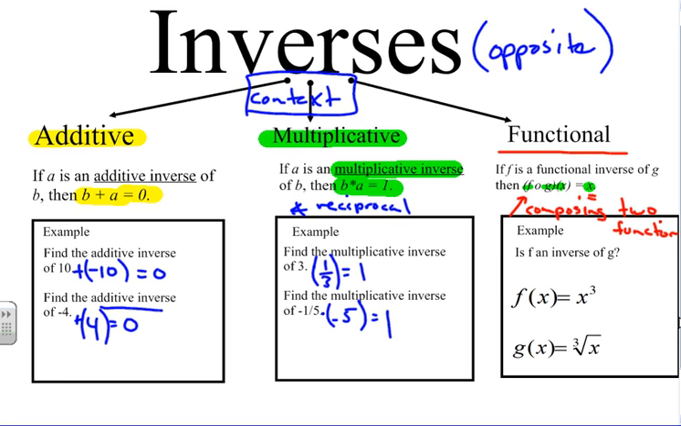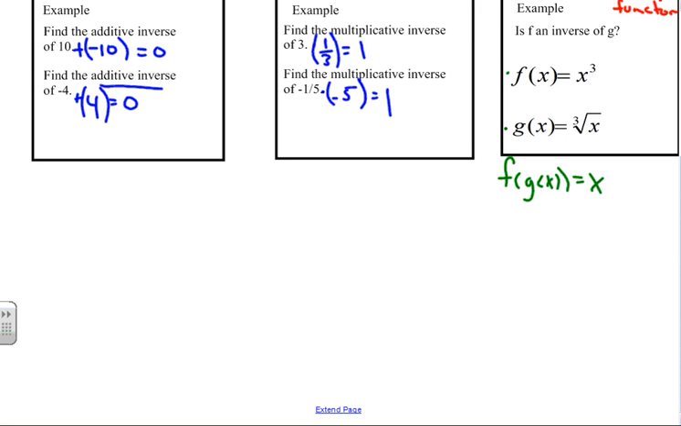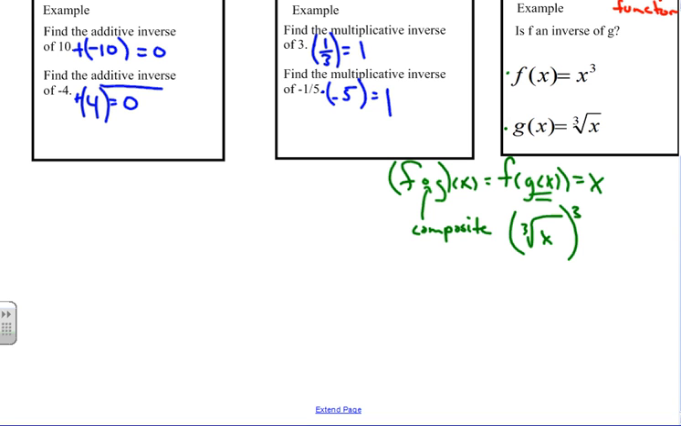So how can you test to see if you have a functional inverse? If these two are inverses of each other, that means f composed with g of x should equal x. To test this, we're going to go through an example. I have x cubed, and g of x composed, that's how we get f of g, with the composite symbol. We're going to plug g in for function f, so I have the cube root of x, and I'm going to cube that. The cube of a cube root is the value inside, which is x.